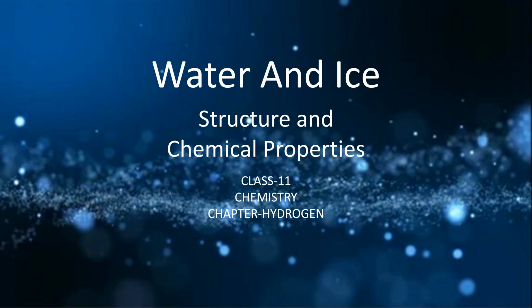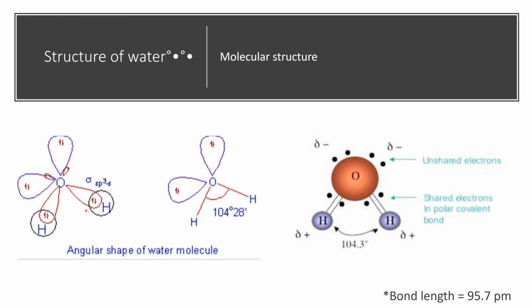Today I'm going to cover the topics structure of water, structure of ice, and chemical properties of water. After sp3 hybridization, water molecule is formed with covalent bonding, but due to high electronegativity difference between hydrogen and oxygen, hydrogen gets a partial positive charge and oxygen gets a partial negative charge, making H2O a very highly polar molecule. We already know that water molecule has a distorted tetrahedral shape with bond angle 104.5 degree and OH bond length 95.7 picometer.